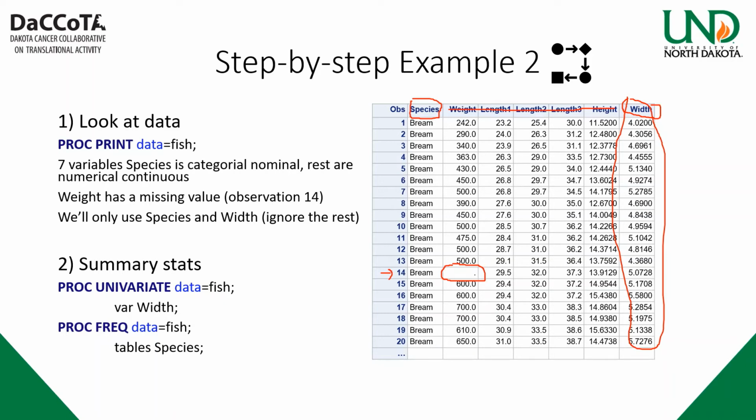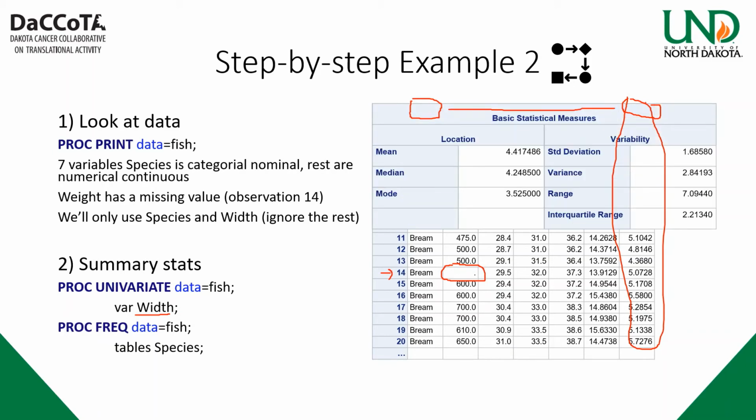So then we can do some summary stats. We can look at fish and then their variable of width, so this column here. Do that first, and what we see here is pretty basic stuff. We have the mean, the median, the mode, and variability. So that gives us a little something there. So the average fish is 4.4, whatever, ounces, pounds, whatever they used. Probably like grams. That seems a little low, but I don't know. We'd have to dig more into the background of the data.